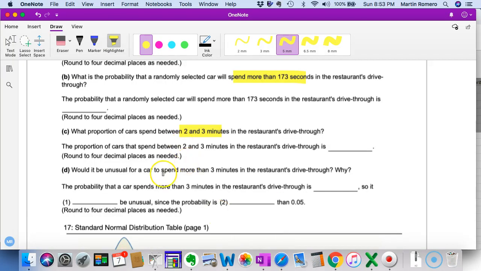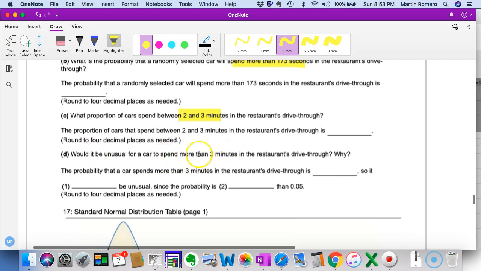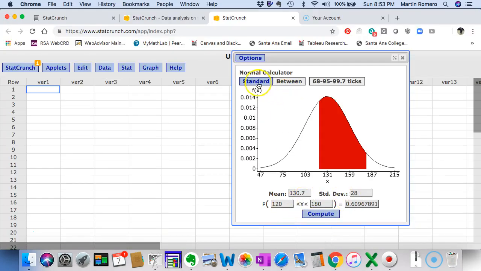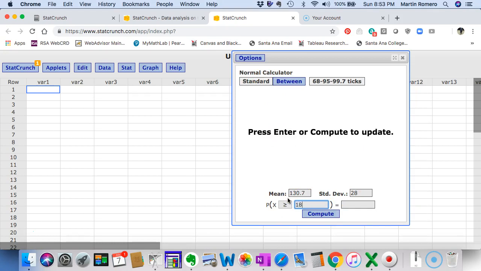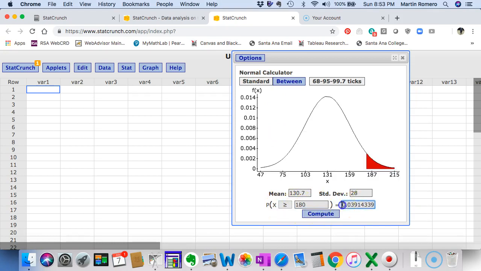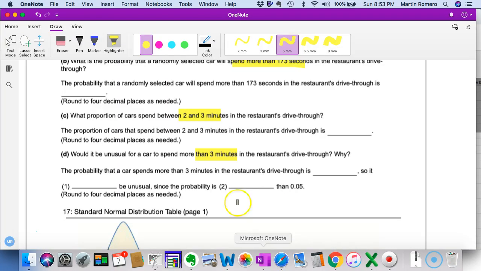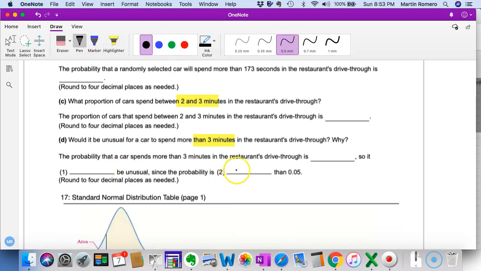So trick question there. And would it be unusual for a car to spend more than 3 minutes in the drive-thru? In this case, let's go back to the standard one there. More than 3 minutes, more than 180 seconds, compute, and it's 3.9%. Since it's less than 5%, we would say in this case that it is unusual. The answer for this one: what did we get again? We got 3.9%. So yes, it would be unusual, since the probability is less than 5%.